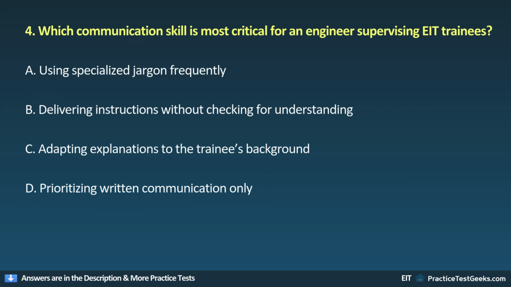4. Which communication skill is most critical for an engineer supervising EIT trainees? A. Using specialized jargon frequently. B. Delivering instructions without checking for understanding. C. Adapting explanations to the trainee's background. D. Prioritizing written communication only.